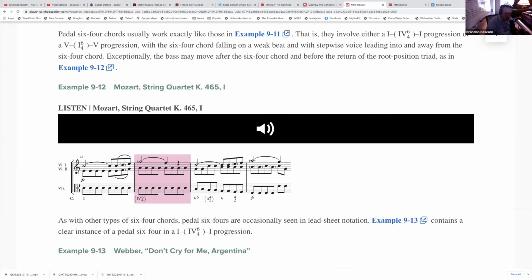And that's why we learn alto clef right there. Does everyone get what's going on with the pedal 6/4 chord?